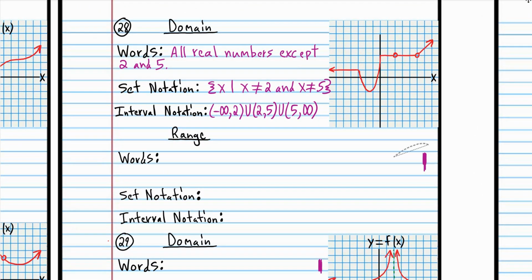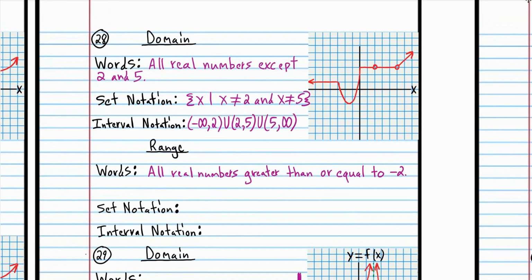The range is all real numbers greater than or equal to -2. Now, you might say, oh, wait a second. These points have y values that are not part of the range because they're open dots. But what about all these points? They have the same y values. So actually, it's kind of a tricky problem.